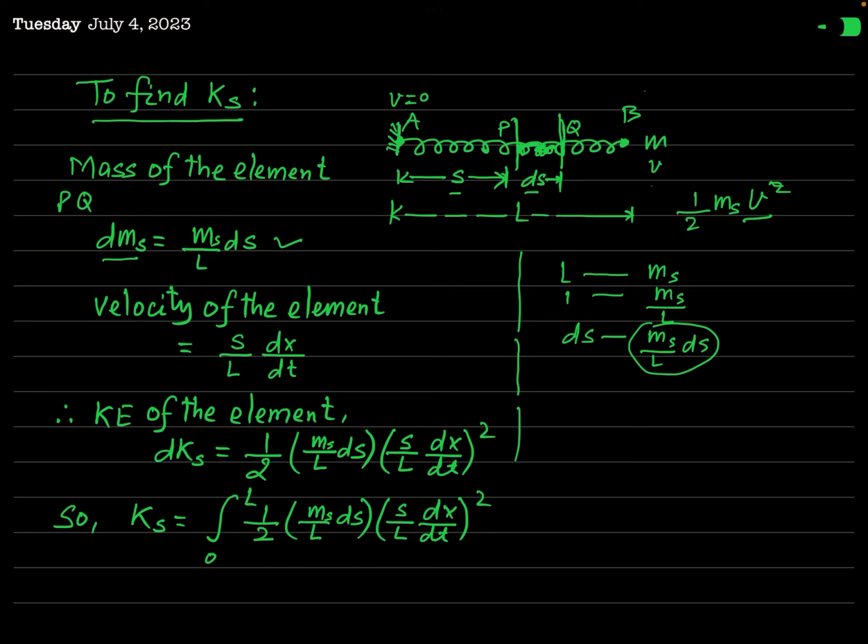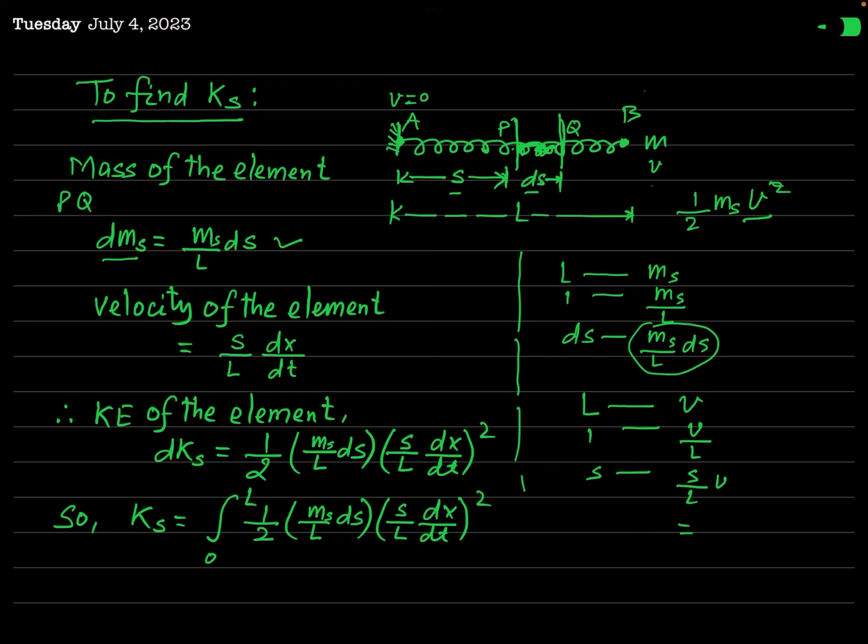Now let us try to find what will be the velocity of this element. How can we find it? As you know, at this end B, which is at a distance L from the fixed end, the velocity is v. So at end L, velocity is v. So at unit length, what will be the velocity? This will be v by L. And since this element is at a distance s, in comparison to s you can neglect ds. So at a distance s, velocity will be what? This will be s by L into v.